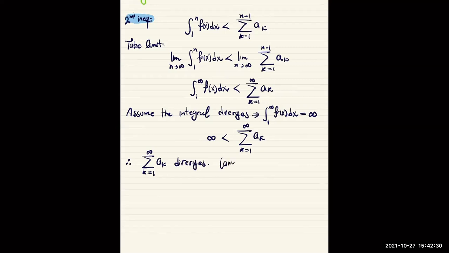Okay, so anything larger than infinity must be infinity. Okay. So what did we just show, guys? We showed that if the integral converges, then the series converges. If the integral diverges, then the series diverges. Okay, that's what we just did.